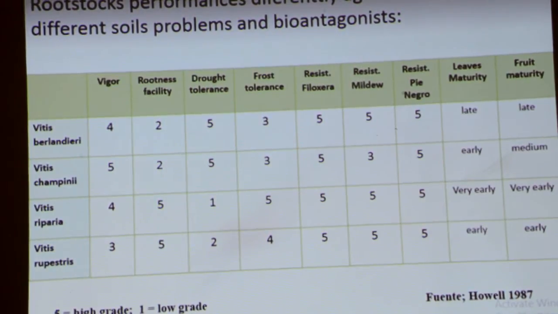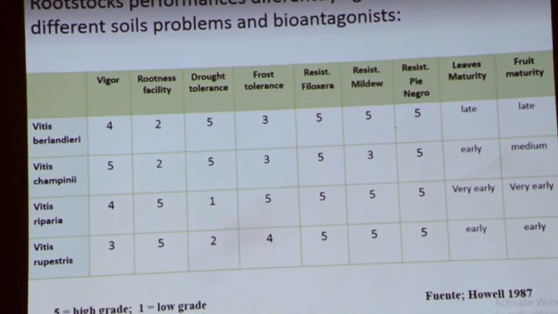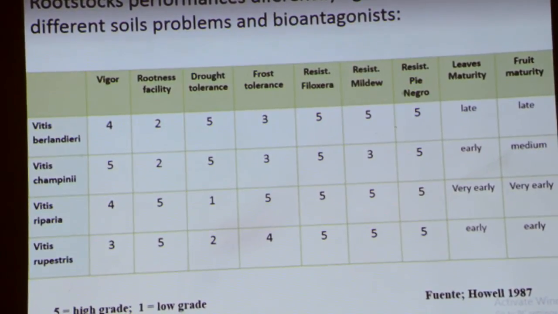And the depth of the root system of the different species is very different. So these two will be very deep and these other two will have a very shallow root system. So the drought tolerance will be different too.